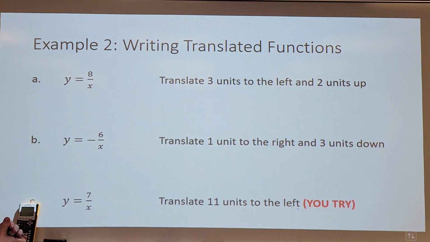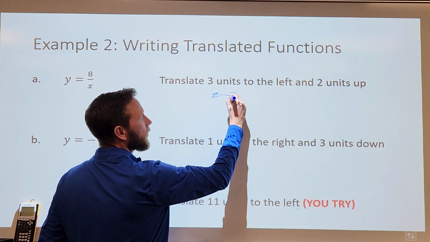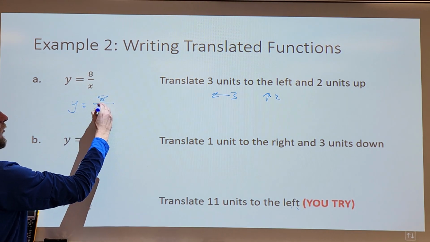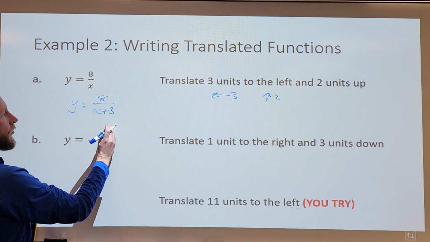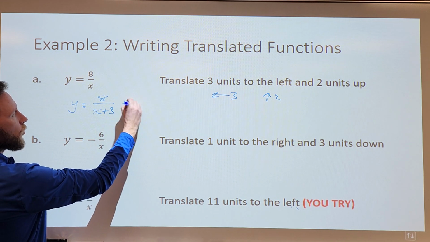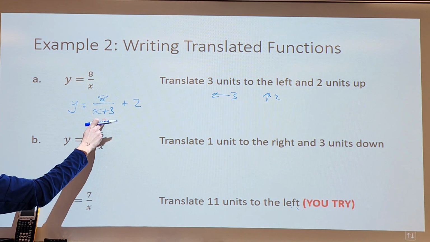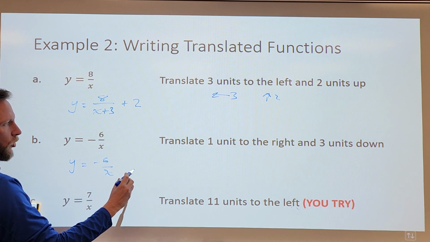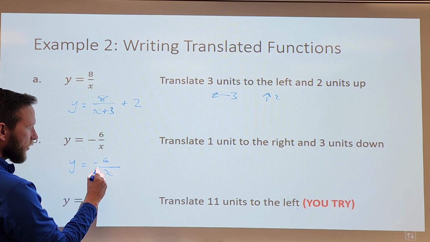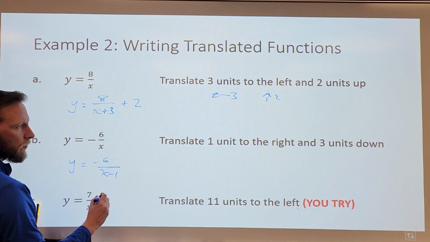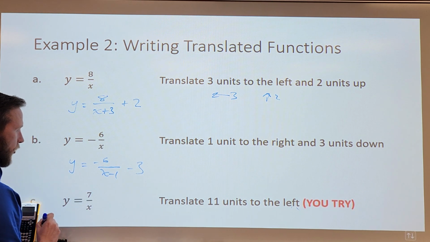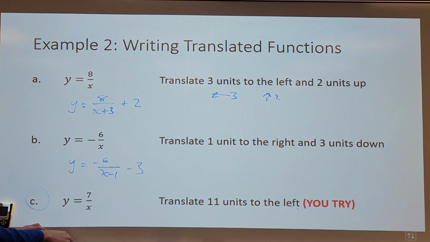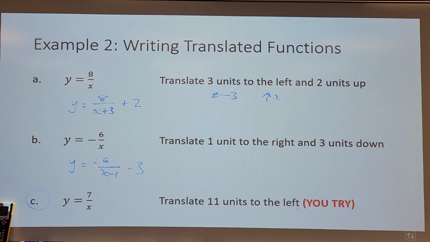If I'm going to translate 3 units back and 2 units up, then I'm going to take this parent function and write it as x plus 3, and then plus 2. I'm going backwards 3, so it's going to feel a little bit backwards. Over here, this function is going to be moved 1 unit to the right, and so I'm going to take x minus 1, and then 3 units down, I'm going to minus 3. I would like for you to try this one. You do letter C. Pause the video if needed. You can probably do it pretty quickly.